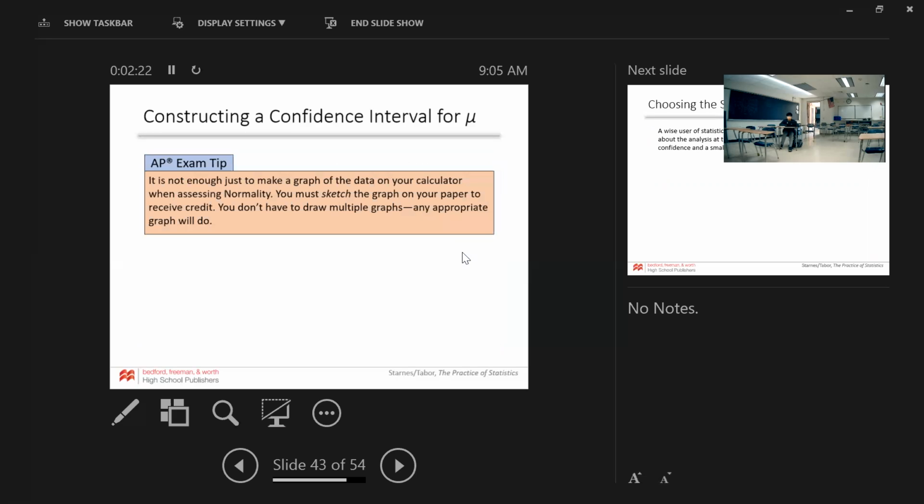Now, this is what I just told you. If you're assessing the normality of the distribution, you must sketch the graph on your paper to receive credit. And then we say, don't draw multiple graphs. Correct, you don't need a dot plot and a box plot. Box plots are what we're using in here. You draw the box plot, make sure you can do the stat plot on your calculator, and you just draw it freehand on your solution.